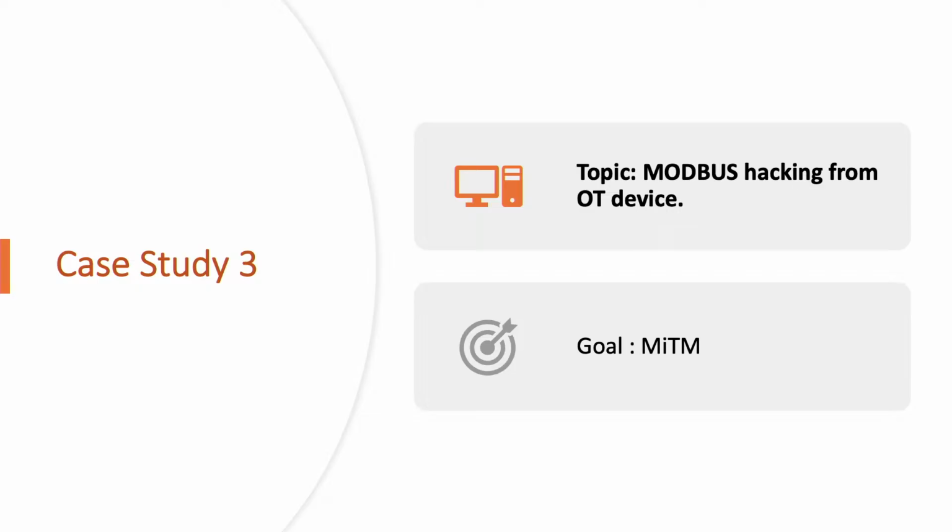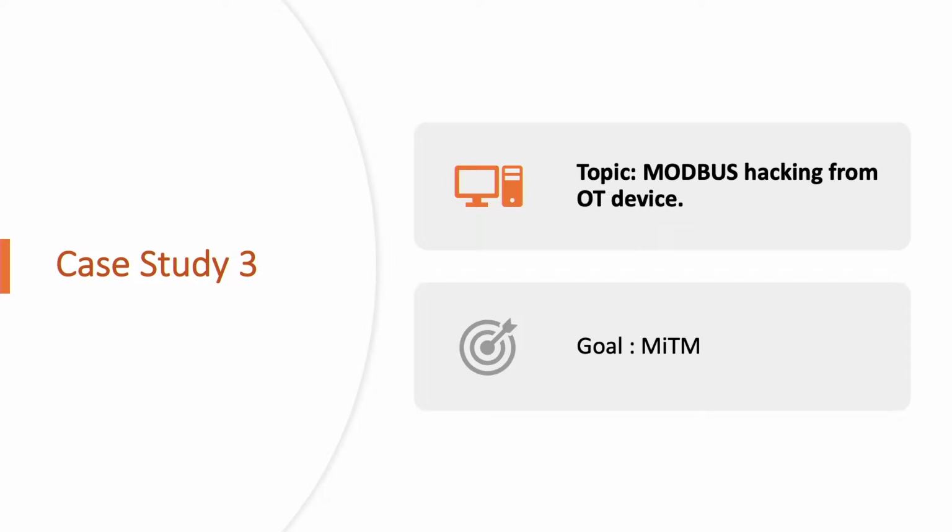Then another example we can take is Modbus hacking. Modbus is one of the protocols which is used in OT environments. Other examples are also like the CAN bus and IEC protocols. Modbus is also very common for MITM attacks if there is no encryption or authentication in it.